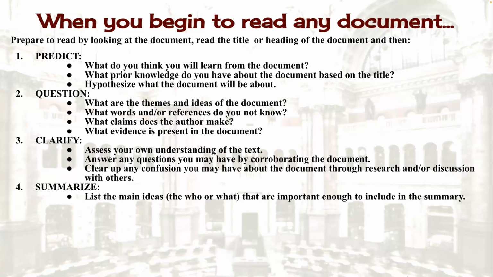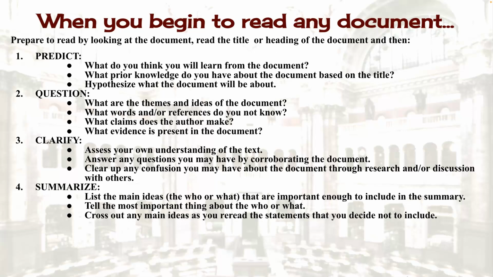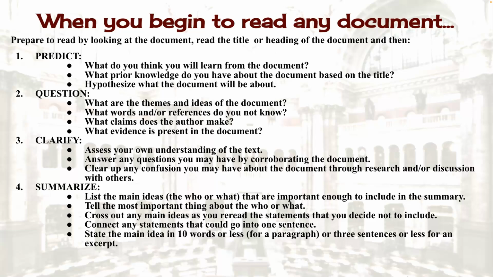Finally, summarize. List the main ideas, the who or the what, that are important enough to include in the summary. Tell the most important thing about the who or what. And then cross out any main ideas as you reread the statements that you decide not to include. Connect any statements that should go into one sentence. State the main idea in 10 words or less for a paragraph, or 3 sentences or less for an excerpt.